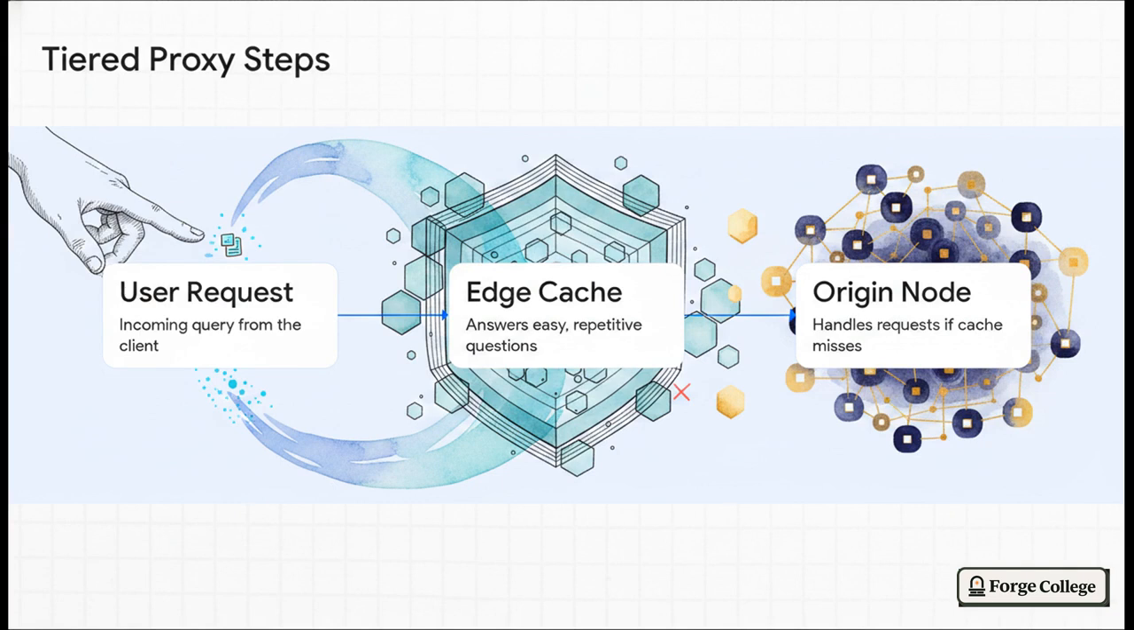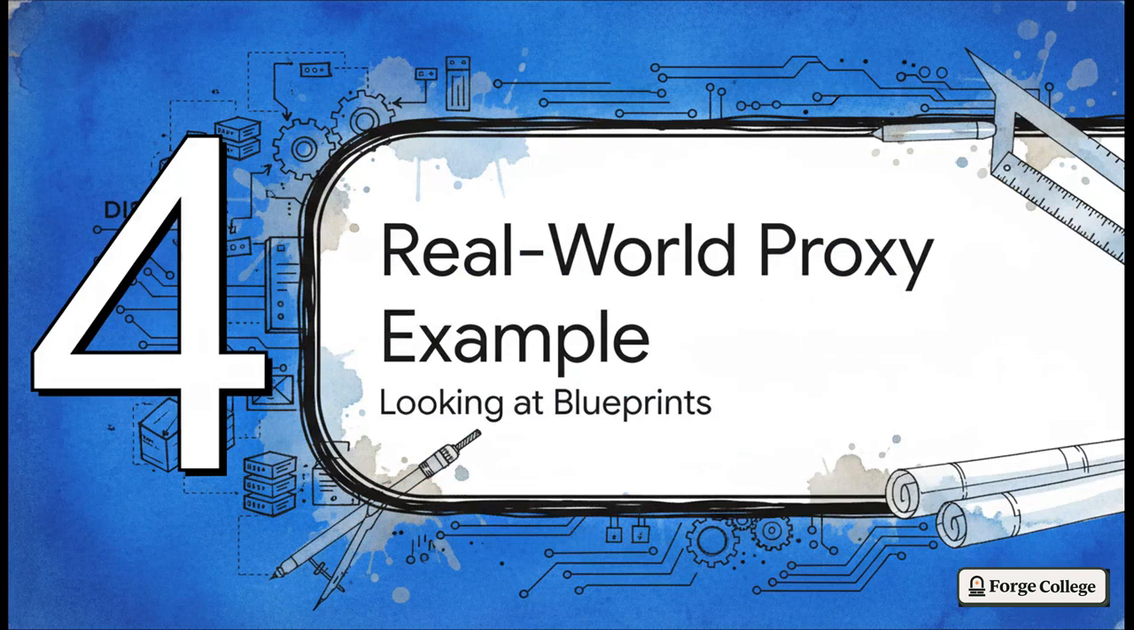Step 1, the user request comes in. Step 2, it hits an edge cache. This is a lightweight front end that immediately answers the easy, repetitive questions. And only if the cache doesn't know the answer do we move to step 3, the Origin RPC node. Doing it this way dramatically reduces the load on your origin node so they don't get completely overwhelmed by repetitive public reads. All right, part 4, the real-world proxy example.